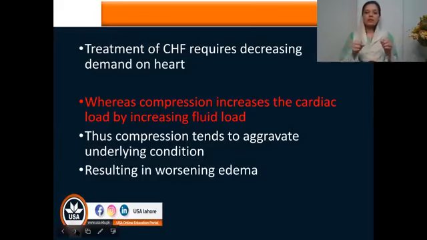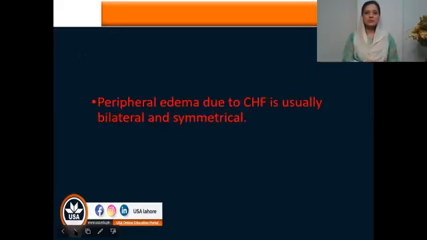We will shift all the lymph fluid towards the central circulation. Then we are going to aggravate, we are going to increase the workload over the heart. So we will intentionally increase its workload ourselves. So this is not a good thing.